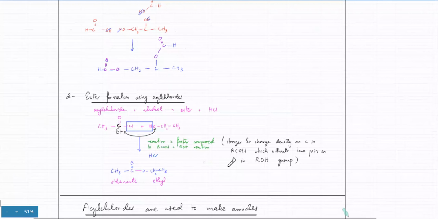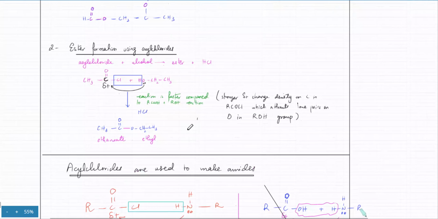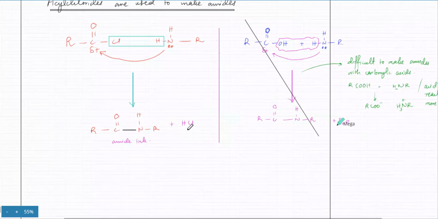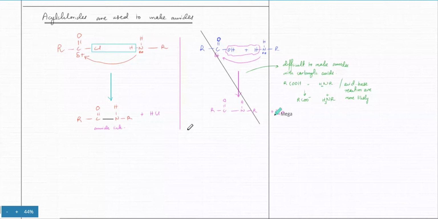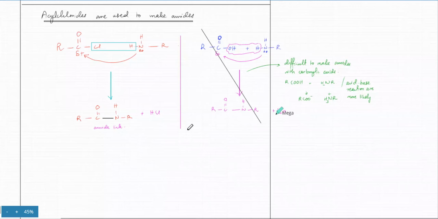And what's the reason why it's faster? Because the positive charge is stronger, and you can also make amides. But you can't use carboxylic acids to make amides, which you've studied in O levels. Is this clear? Reba, clear? Sarah, is this clear? Yes, sir.